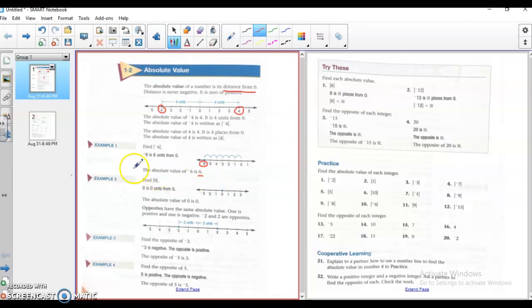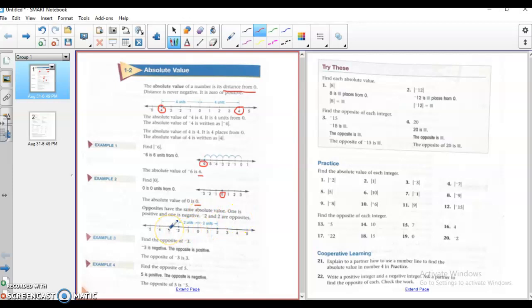Okay, next one. Example number 2. Find the absolute value of 0. So here's 0 right there. They already plotted it on the number line, and it is obviously 0 units from 0. So you didn't go anywhere. So therefore, the absolute value of 0 is 0. Opposites have the same absolute value. One is positive and one is negative. -2 and 2 are opposites.